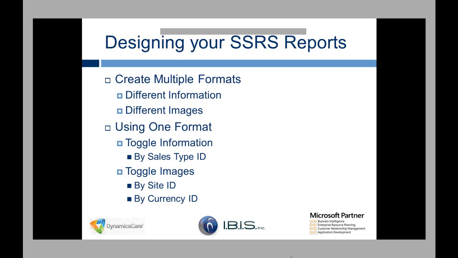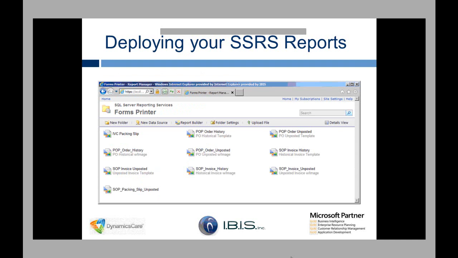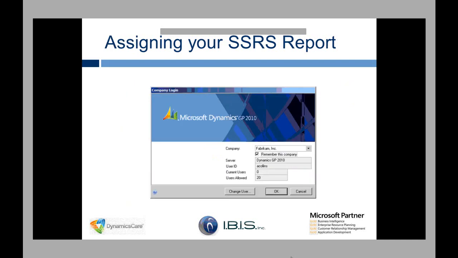So once the SSRS reports have been created, you'll need to deploy them to your report server. So this is just a quick sample of my report server that I used to create these. And you see, once I created them, I just uploaded them, and you have them. I always keep them in a Forms Printer folder, and this is where you would set Forms Printer to connect to and pull all the reports from as you print. So now once you have created and deployed all your reports, everything else is done within GP. From this point forward, anyone who is assigned as the Forms Printer admin could come in and make these required changes.